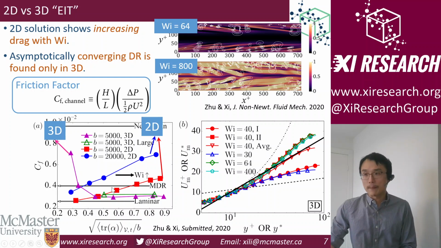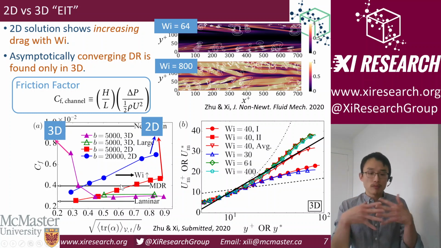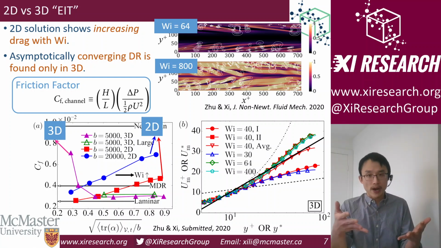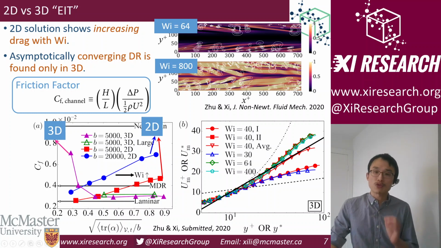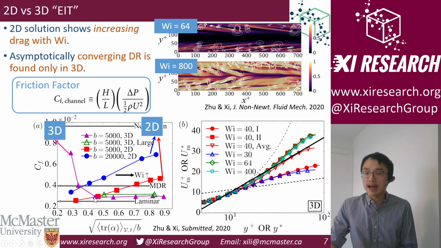Also for these two different B levels, the two curves are not the same. So apparently what we're seeing here is that at a high Weissenberg number, 2D EIT does not show the universal friction drag as we expect for MDR. However, if we have a 3D flow, we can show very clearly that as we increase Weissenberg number, the friction drag is going down. So we have drag reduction rather than drag enhancement. And at high enough Weissenberg number, it converges to a plateau.